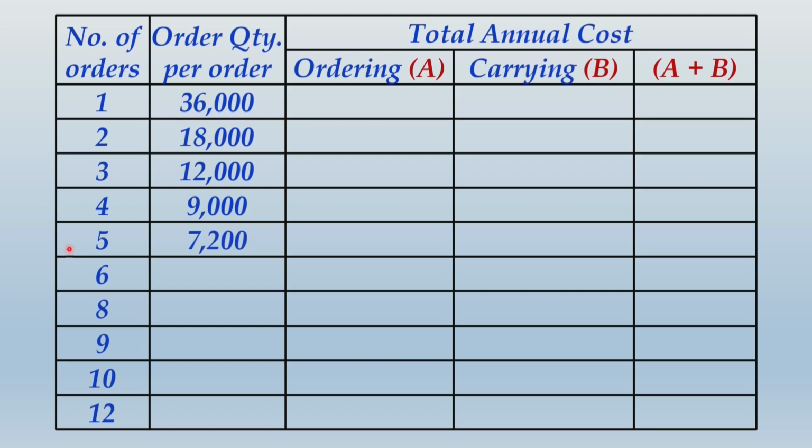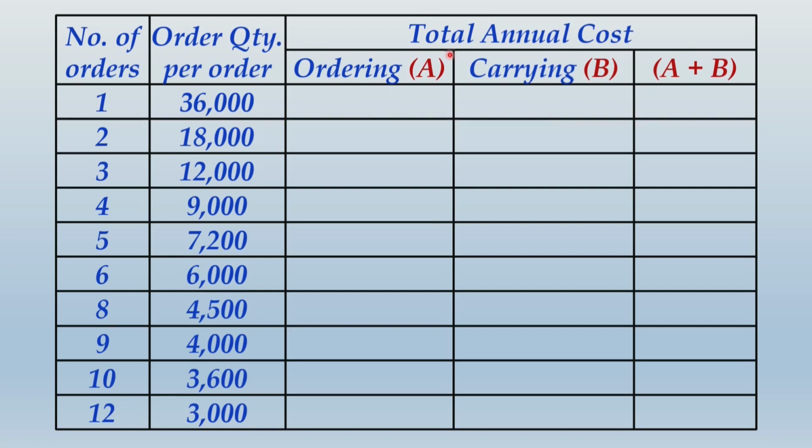Do you know the combination of these two is made in such a way that number of orders multiplied by order quantity per order should be matching with your annual requirement. And this is how you plot different possibilities. Now what we need to do is we have to find the total annual cost of placing the orders, that is called ordering cost. We have to find the total annual cost with respect to carrying of inventory, and then we take the aggregate of these two. Let us first figure out the ordering cost.